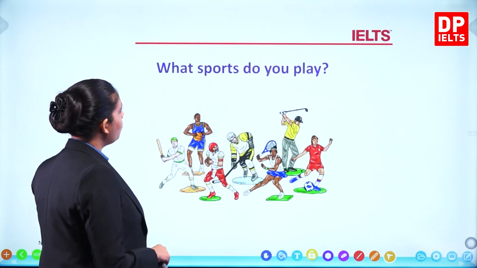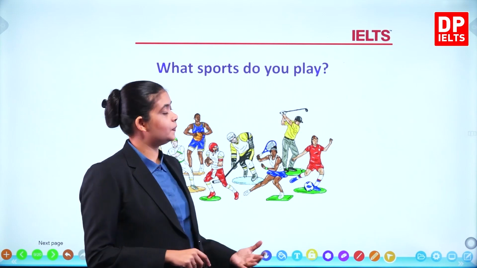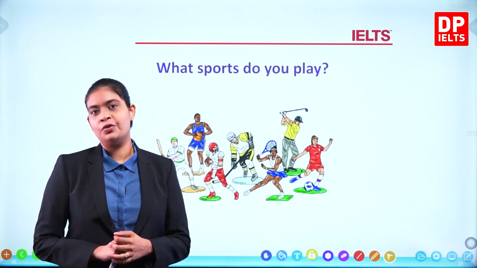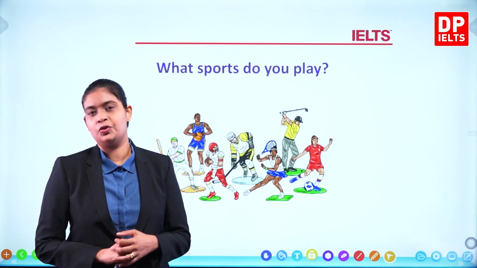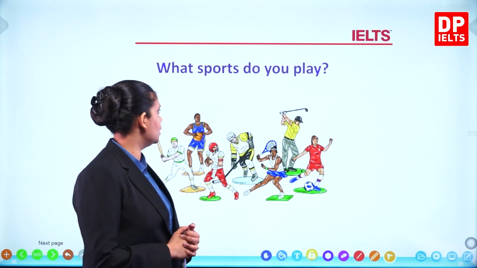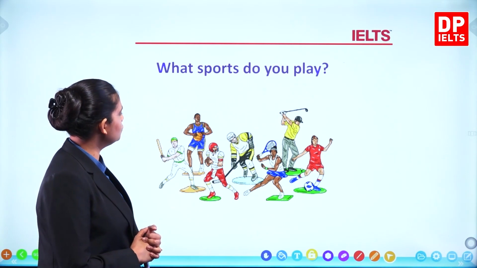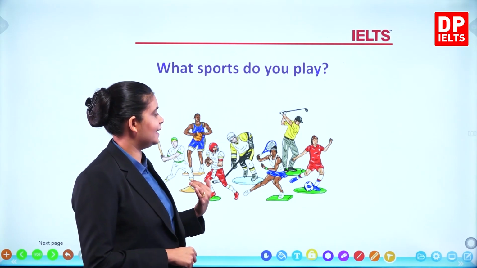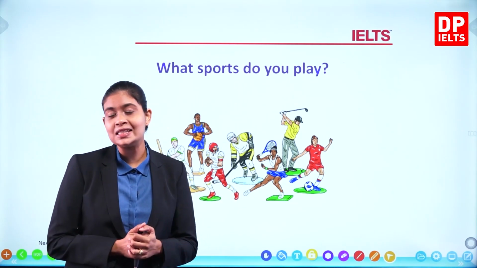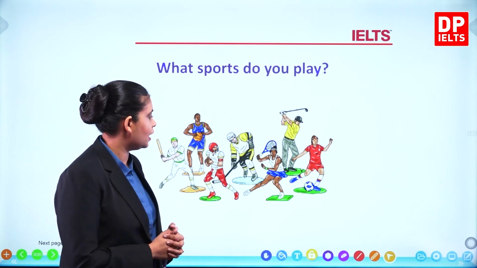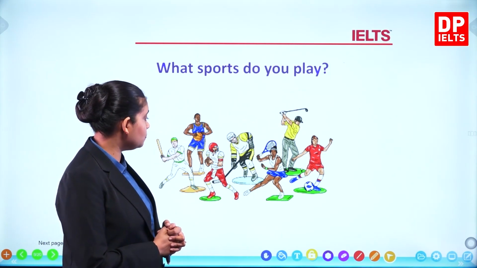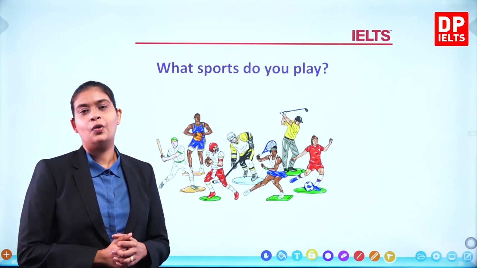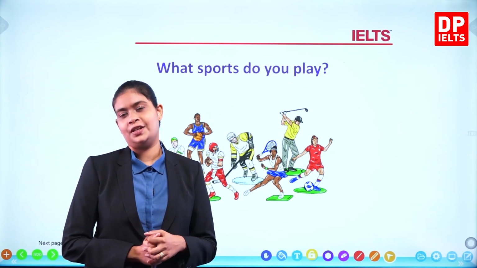Now, what sport do you play? I hope all of you do some kind of sport or you play some kind of sport, right? So what sport do you usually play? So you could play basketball, you could play netball, you could play badminton, maybe golf, maybe football. So you could play or do any kind of sport that you want.